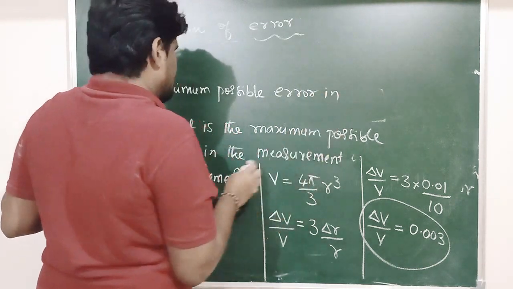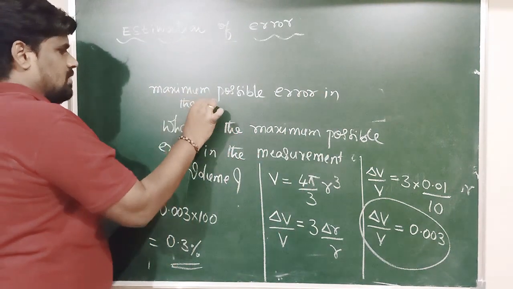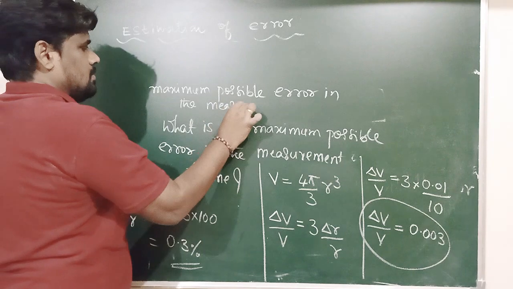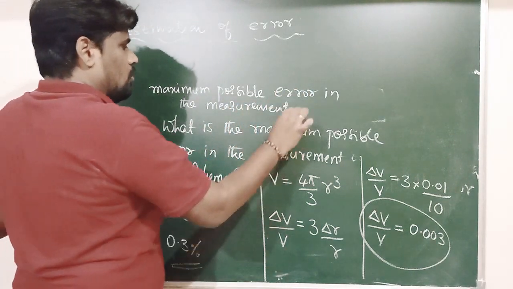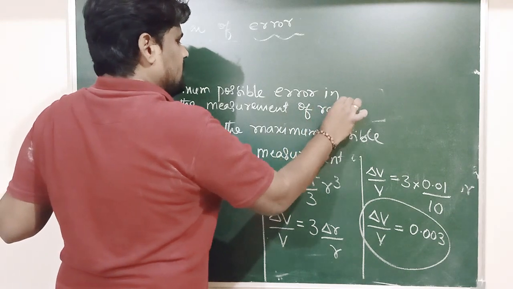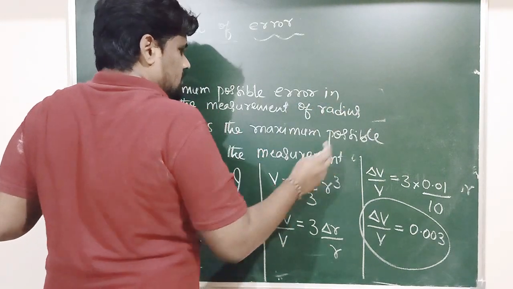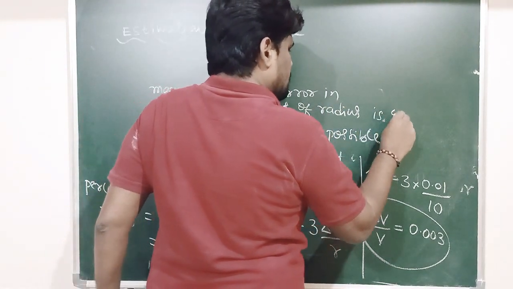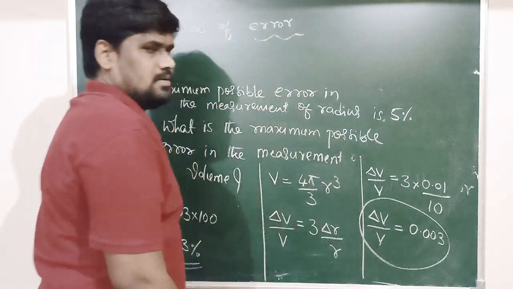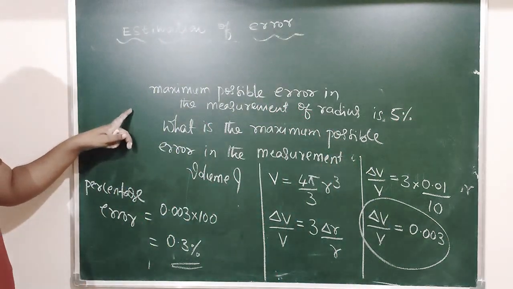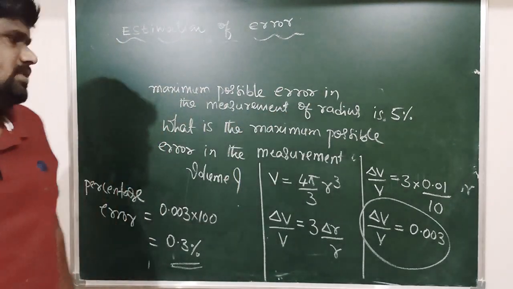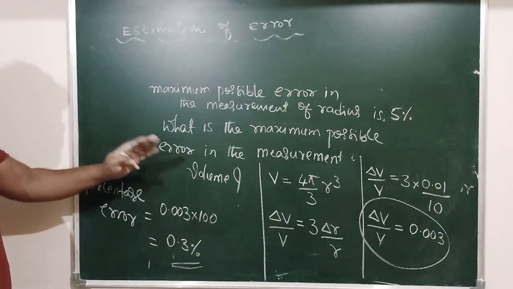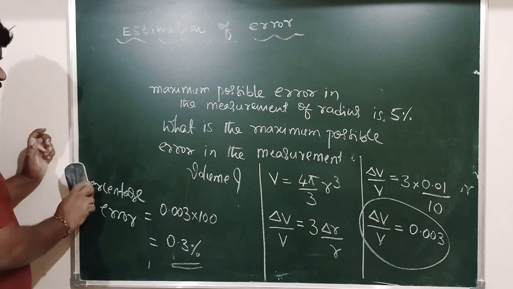Error in the measurement of a radius is 5%. The maximum possible error in the measurement of the radius is 5%. What is the maximum possible error in the measurement of volume?